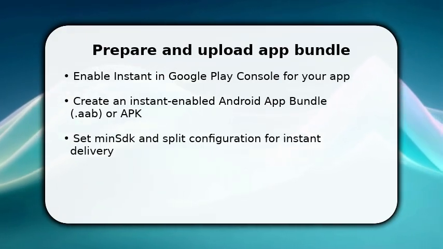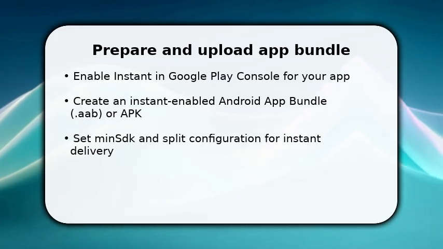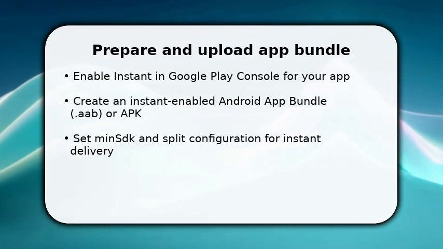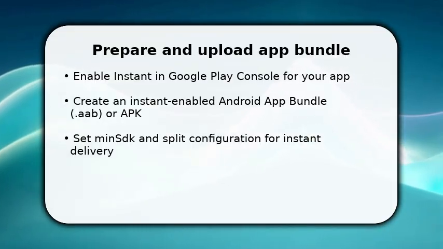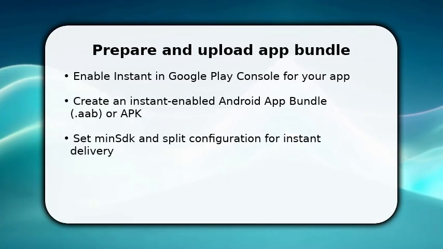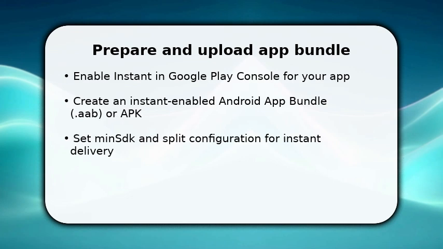Make sure Min SDK and feature splits are set so the instant runtime size stays small. Once done, sign the bundle with the release key and upload to the internal test track. You'll be able to install and inspect the instant artifact immediately in the console.